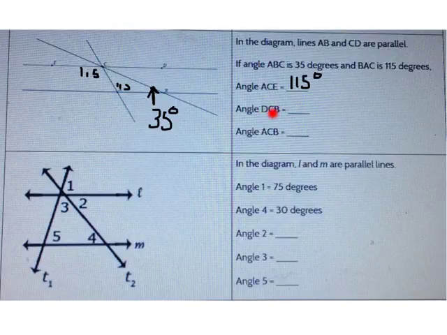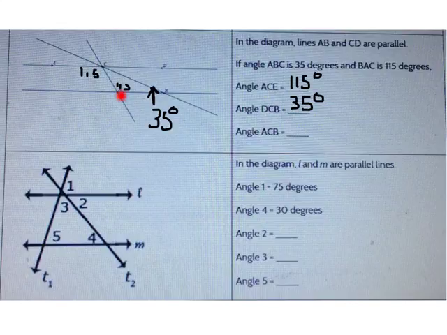Now I can solve for DCB. Angle DCB is an alternate interior angle to angle ABC. That means it's congruent. So if angle ABC is 35 degrees, what's angle DCB? It's 35 degrees.